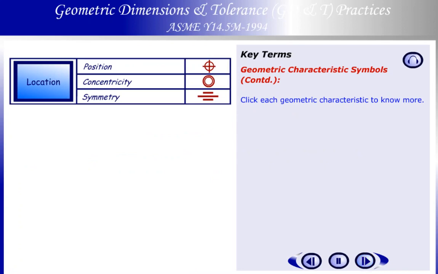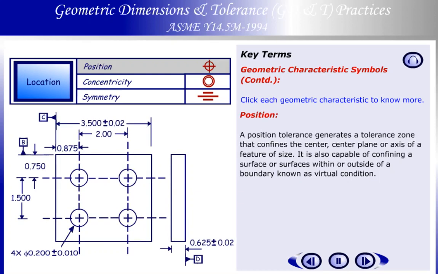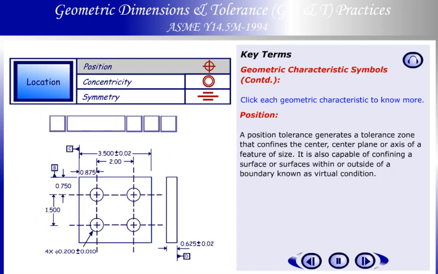Geometric characteristic symbols continued. Position. A position tolerance generates a tolerance zone that confines the center, center plane, or axis of a feature of size. It is also capable of confining a surface or surfaces within or outside of a boundary known as virtual condition.